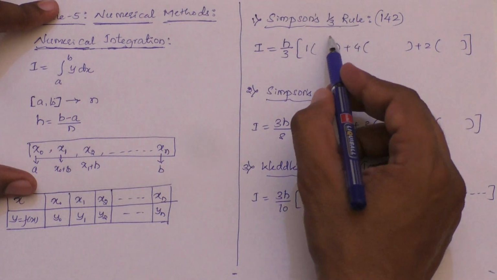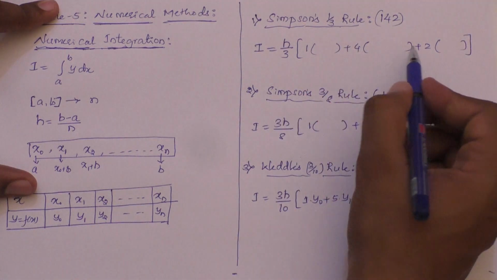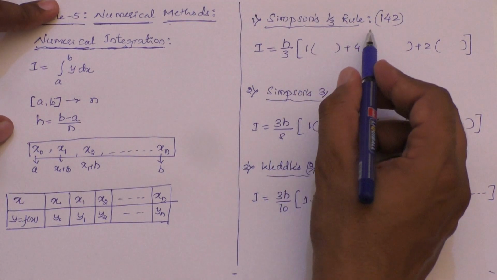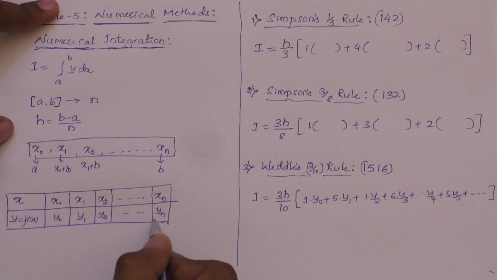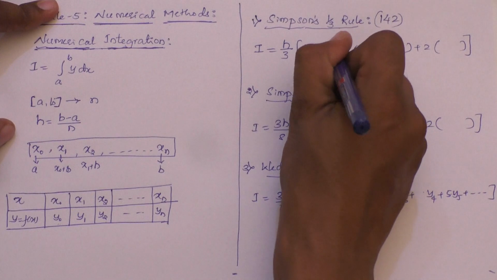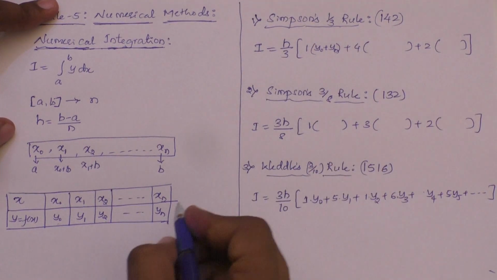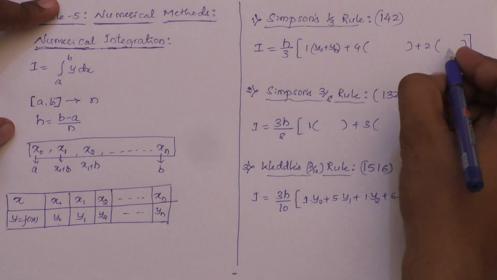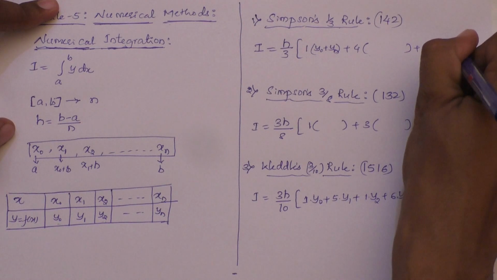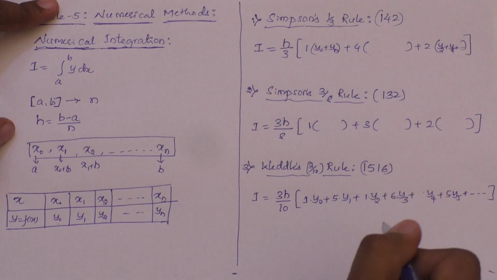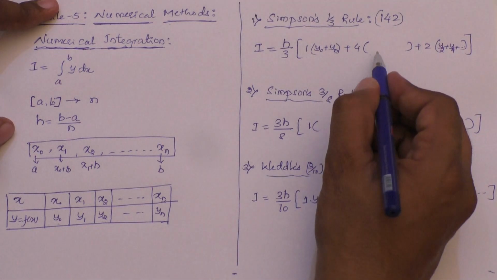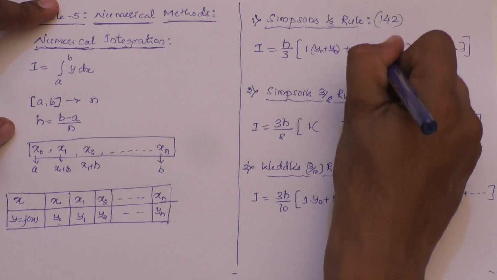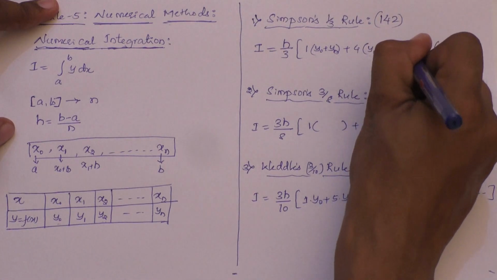For Simpson's 1/3 rule, the first bracket, second bracket and third bracket have multiples 1, 4, 2. The 1 is for the first and last values, y0 and yn. Then the multiples of 2: y0 is covered, so y2, y4, y6 and so on. Then the middle bracket has the remaining terms: y0 and y2 are covered, y1 remains, so y1, then y3, y5 and so on.